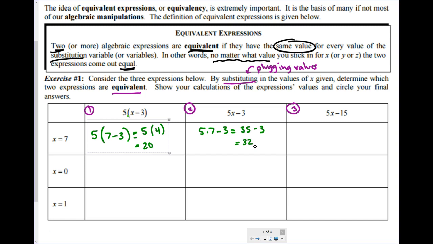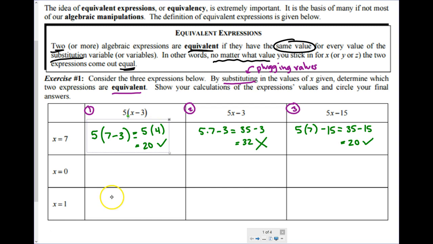Okay, now let's try plugging into the third equation. 5 times, instead of x, I'm going to plug in 7, and I'm going to use parentheses because that's my preferred way. Minus 15 equals, what's 5 times 7? 35. Carry over the minus 15, and 35 minus 15 is 20. Now I'm going to look at each of these three columns. Which two columns have the same number? Column 1 and column 2. This is not right. So far it looks like column 1 is equivalent to column 3.